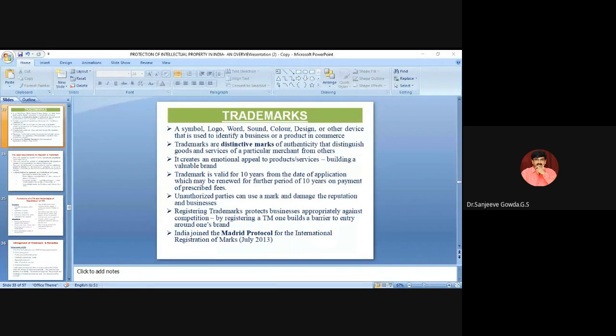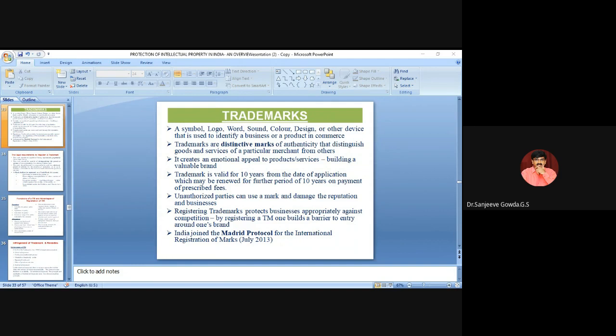Then the mark should be used or proposed to be used in relation to the goods or services for the purpose of indicating a connection in the course of trade between the goods or services. These are the three legal requirements to register a mark as a trademark under the Indian Trademarks Act 1999.